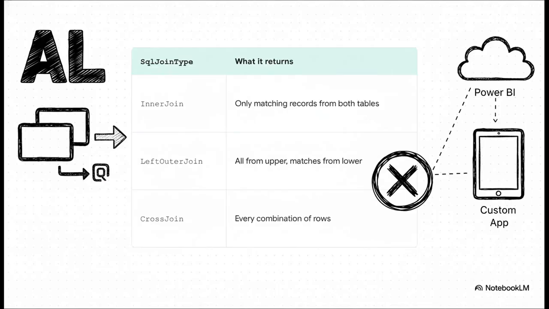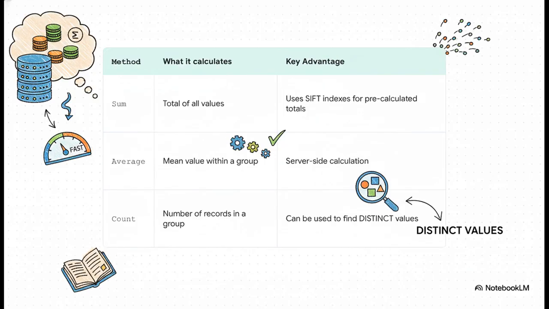This table really shows you the power you get with API queries. You have full SQL-level control over how tables are joined, right inside your AL object. This completely gets rid of the need to do all that complicated data assembly on the client side, whether that client is Power BI or some custom app. And it does the math for you too. Things like sum and count happen on the server. And if a SIFT index exists, that's Business Central's technology for pre-calculating totals, it can grab that data at lightning speed. And here's a pro tip: using the count method is a clever way to get a distinct list of values, a feature you can't really get anywhere else in AL.